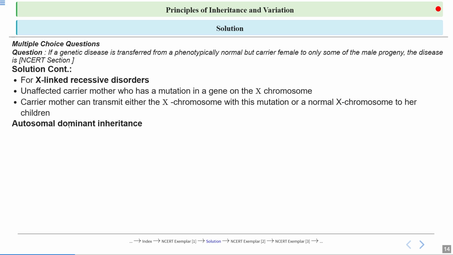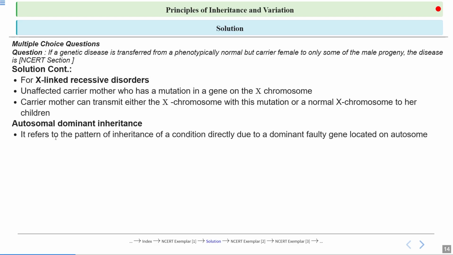Okay, clear? Now there was one more option, autosomal dominant inheritance. It refers to the pattern of inheritance of a condition directly due to a dominant faulty gene located on an autosome. So here, the mutated gene is dominant actually. Here the mutation is dominant, and this gene is located on an autosome. That's why it is known as autosomal dominant inheritance. What is autosomal recessive? Here the mutation which occurs in the gene is recessive, and this gene is present on the autosomes.